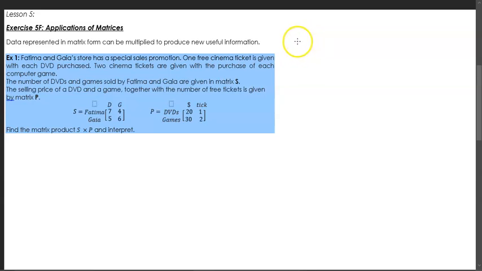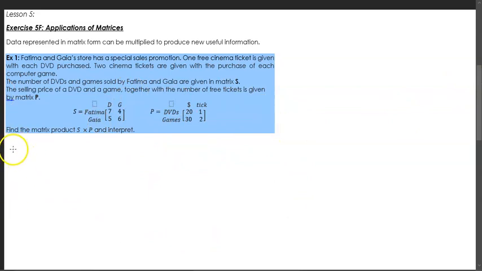And realistically, this is not something that you see every day, but let's just take it for what it is for this example. So the number of DVDs and games sold by Fatima and Gaia are given within this matrix capital S, and the selling price of a DVD and a game together with the number of free tickets is given by matrix P. So $20 and $30 for DVDs and games for prices respectively, but also the amount of tickets given out for free for each of these categories. And what we're going to do is find the matrix product SP, and then interpret what this information is.